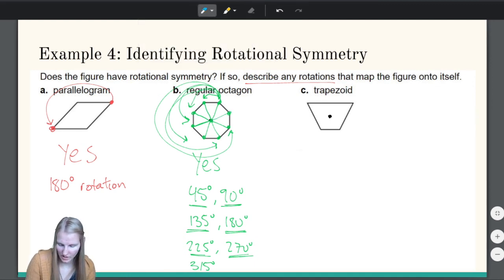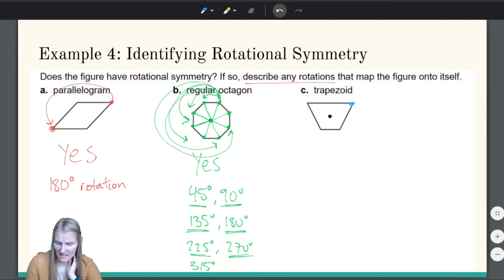Let's pick a new color and we'll move on to the trapezoid. All right, let's pick this point. If I rotate it 90 degrees, that puts the shape like this. So no, that doesn't work. If I rotate it 180 degrees, I get this. Nope, that doesn't work. If I rotate it 270 degrees, nope.